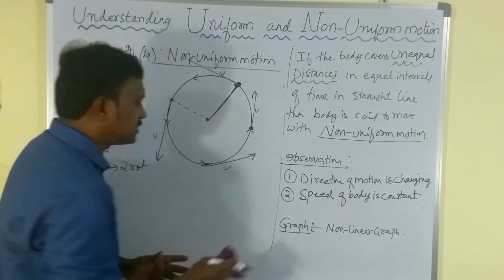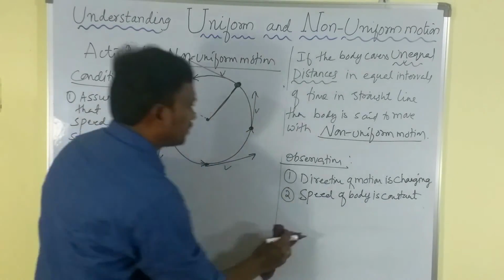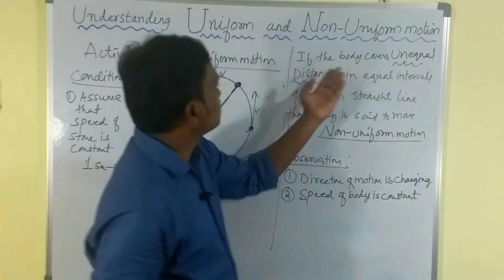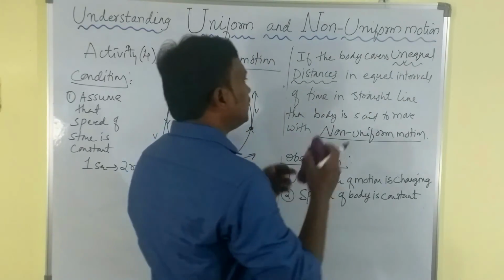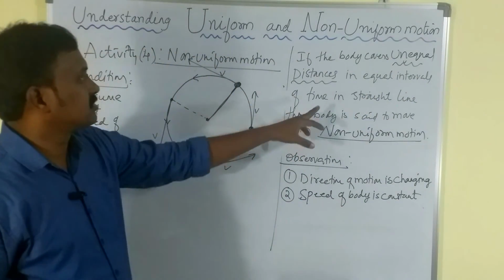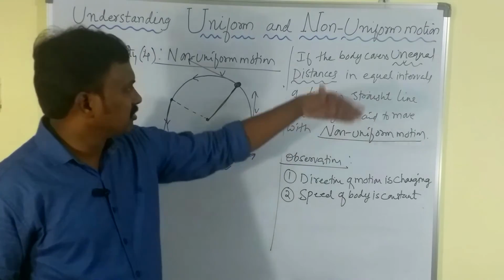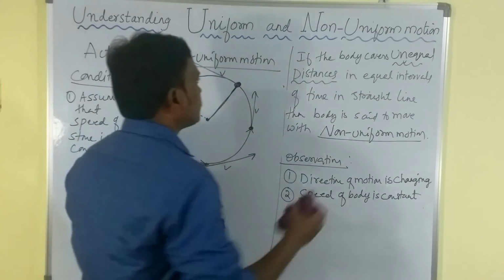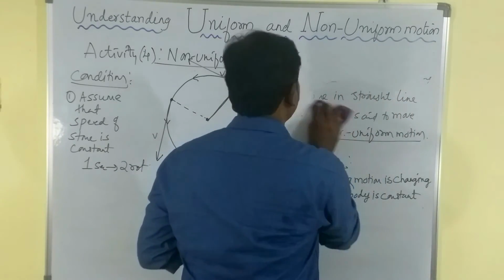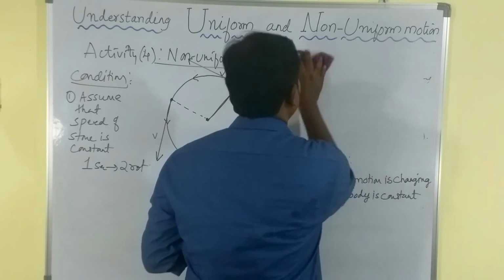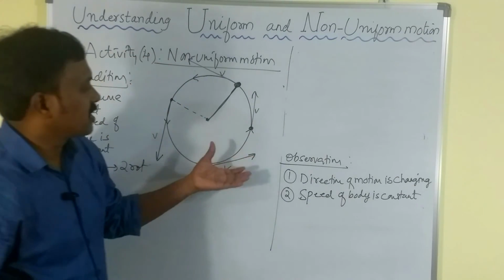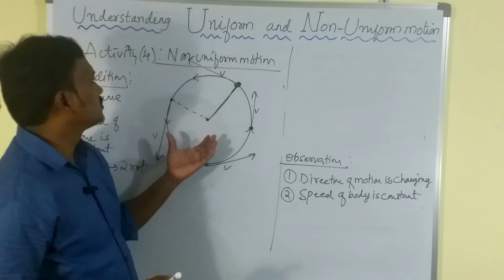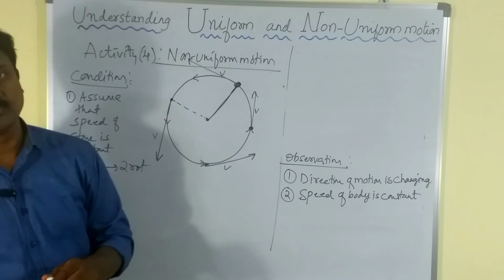Now, this kind of motion is also called non-uniform motion. Here we may say that the body covers equal distances in equal intervals of time, and it may not be a straight line. I am not going to define this kind of motion here. So this is the definition for non-uniform motion. Here the direction is changing and the speed is constant, so this kind of motion also comes under non-uniform motion.